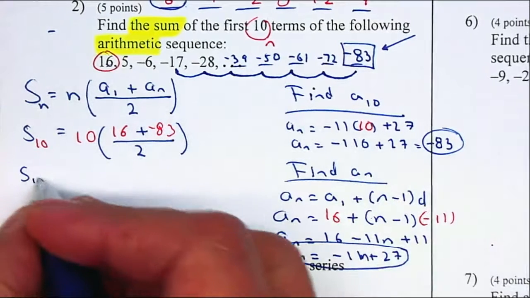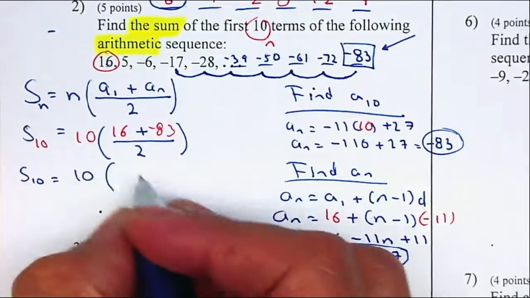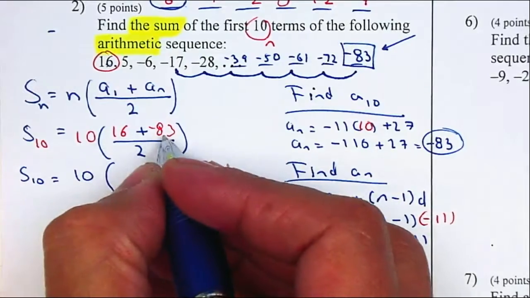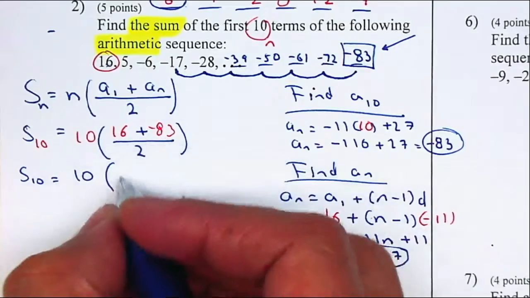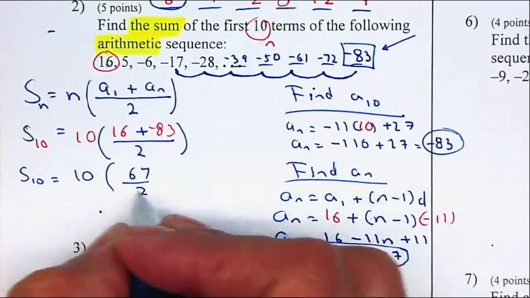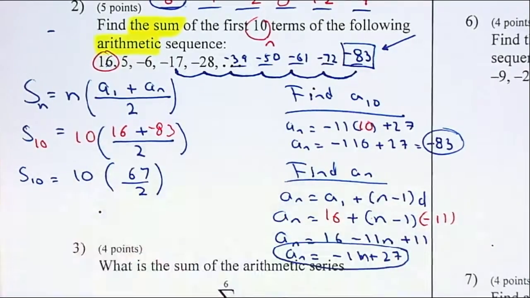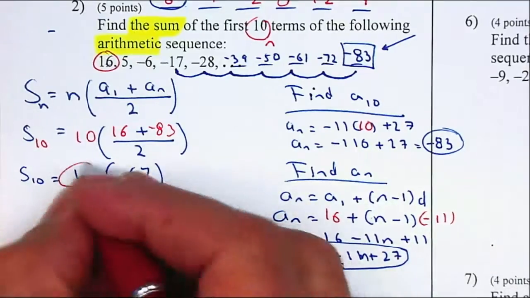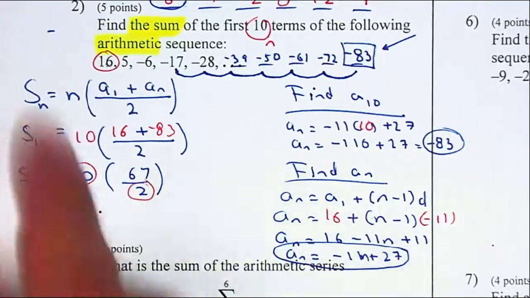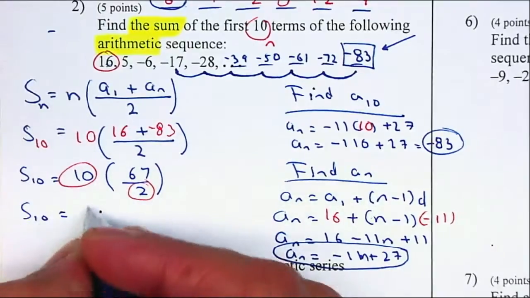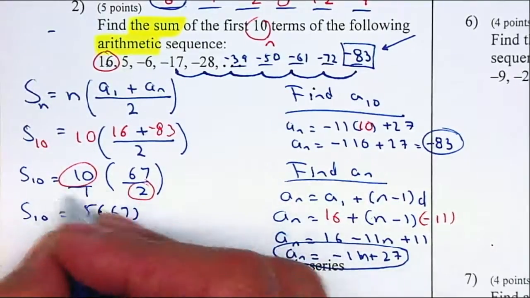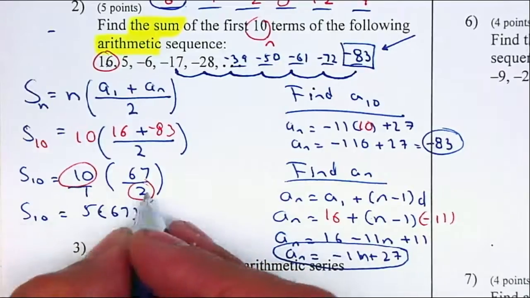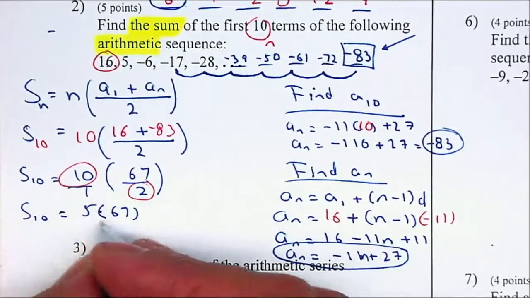The sum of the first 10 numbers will be 10 times 16 plus negative 83, different signs, so you're going to subtract. So you can end up with 67 over 2. And from here, I must divide. 10 divided by 2 gives me 5. Multiply by 67. Remember, you can place over 1 and just multiply across. Or I'm just going to divide 10 and 2, gives me 5, and then multiply by 67.